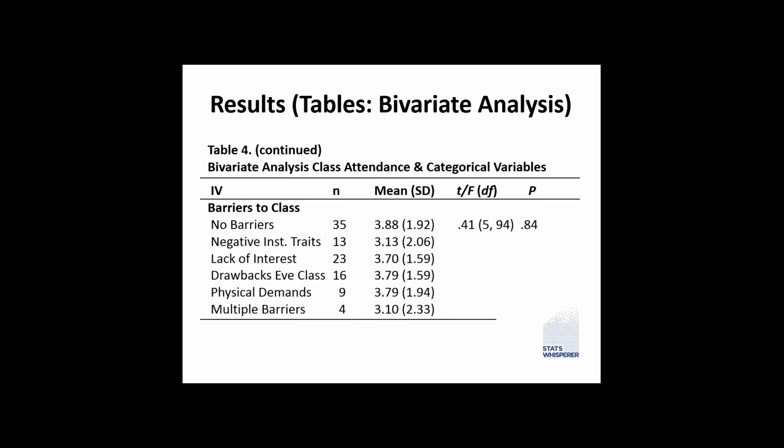Right, barriers to class. We could see all the way to the right under P, the significance is 0.84, which means it's not statistically significant. So we don't need to consider anything else in that test.